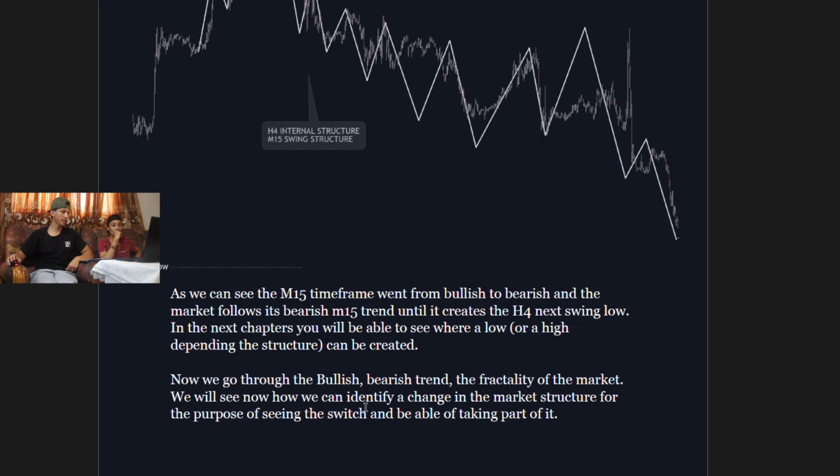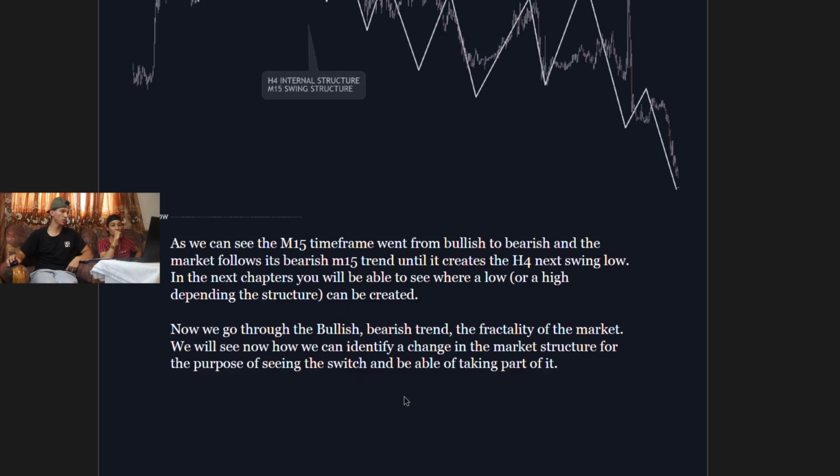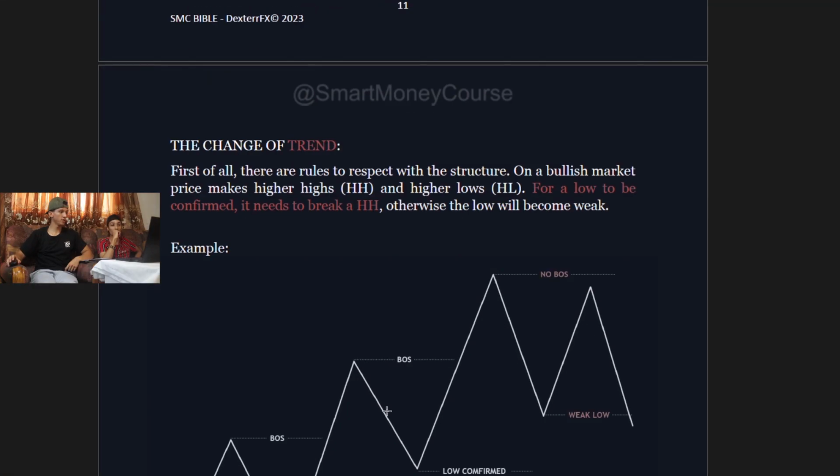We will see how we identify the change in the market structure for the purpose of seeing the switch and being able to take part of it. Obviously, when you go in a trend, there will be a change of character or a switch in the market where the trend goes up and then basically goes down. But we'll look at this now. So, the change of the trend.